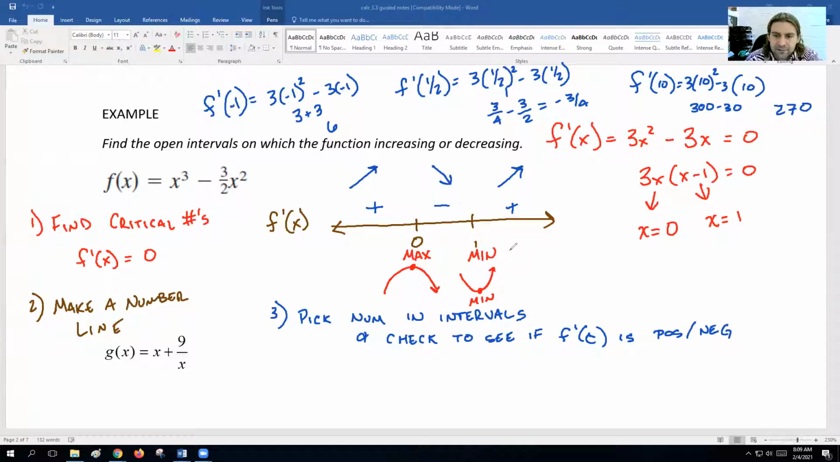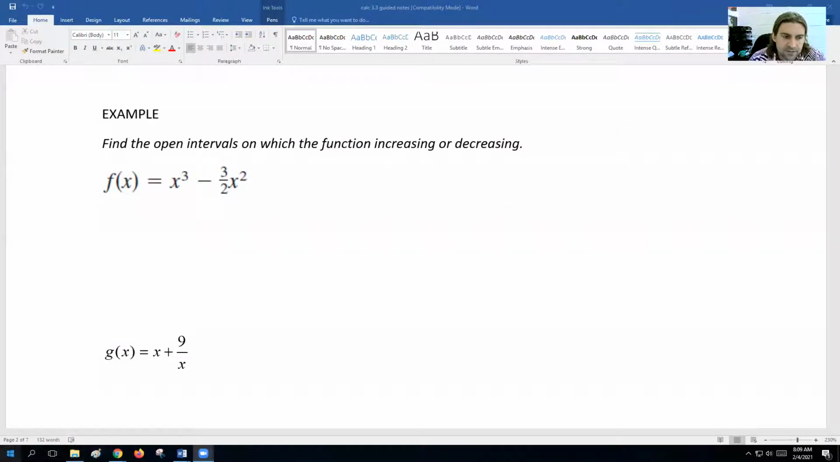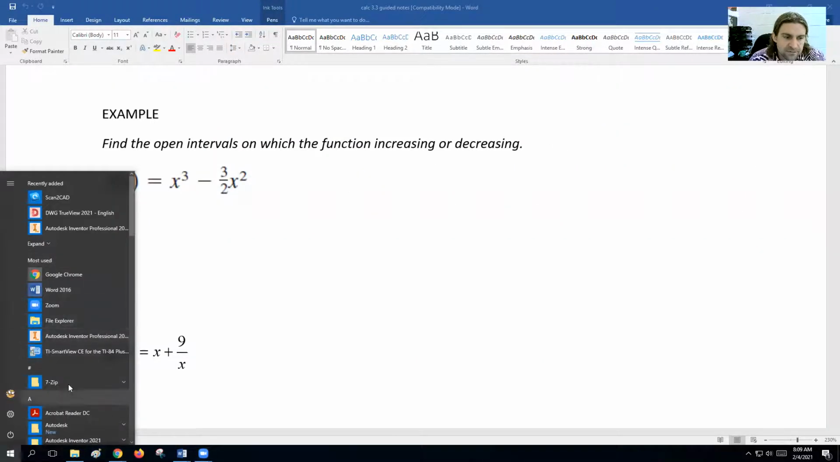Okay, I think that looks good right there. Let's go ahead and try another problem. In fact, you know what we should do before we do another problem? Let's verify our thoughts. So we think it goes up, down, and then up, and there's a change at 0 and a change at 1. Let's look on a graphing calculator just to verify that.